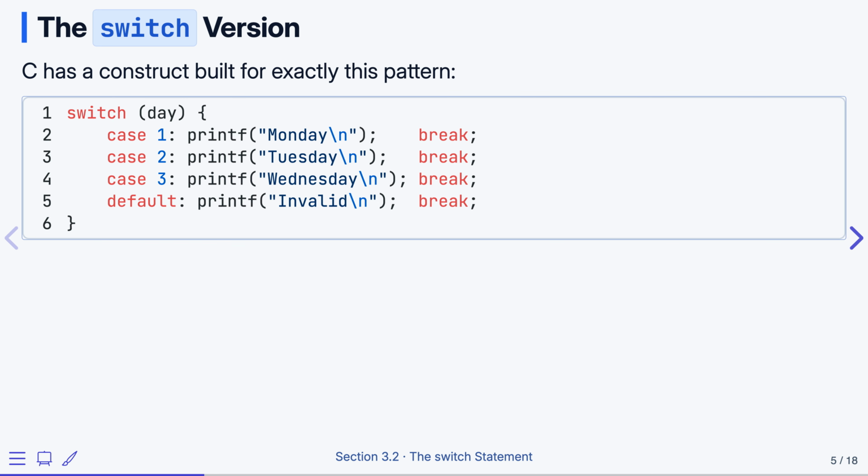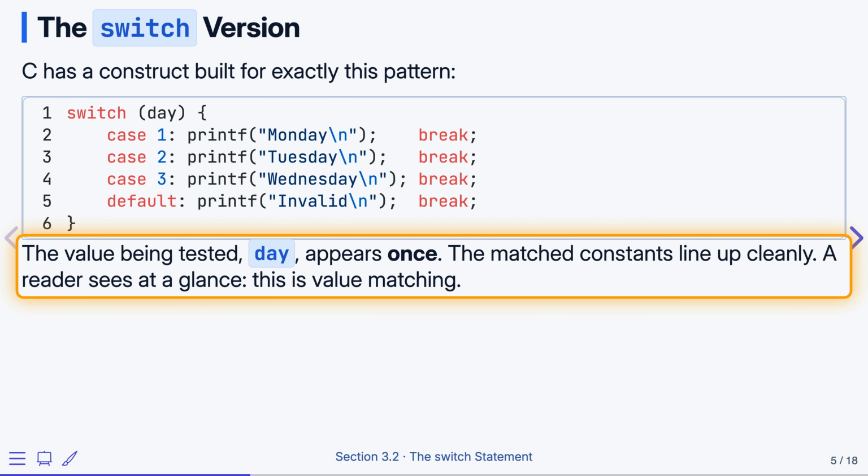This is the same logic written as a switch. It is much cleaner. Each case sits on its own line, and the matched constants line up neatly. The value being tested, day, appears only once up top in the parentheses. For anyone reading the code, it is clear at a glance. This is value matching. The word switch means take this value and jump to the matching case.